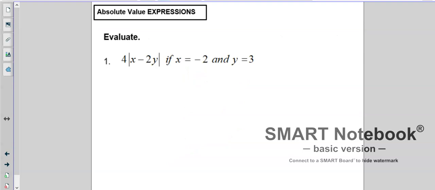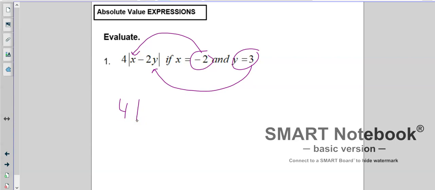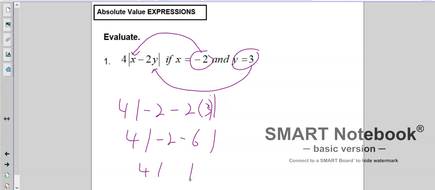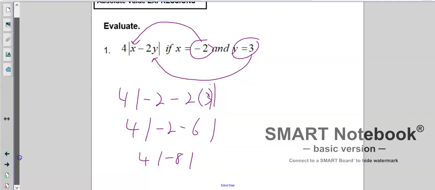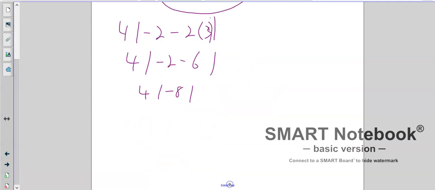All right, so evaluate. Evaluate means plug these numbers in for their respective letters. Okay, so I'm just going to rewrite it with absolute value bars. The x becomes -2 minus 2 times 3 in absolute value bars. Now I'm going to do everything inside the bars first. So inside the absolute value bars, -2 minus 2 times 3 is 6. So -2 minus 6 is -8. And now we don't distribute and get -32.